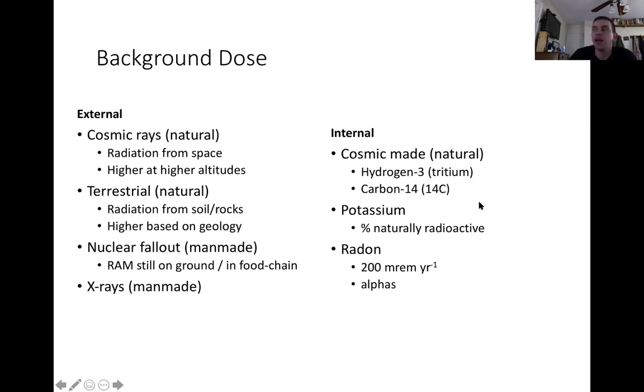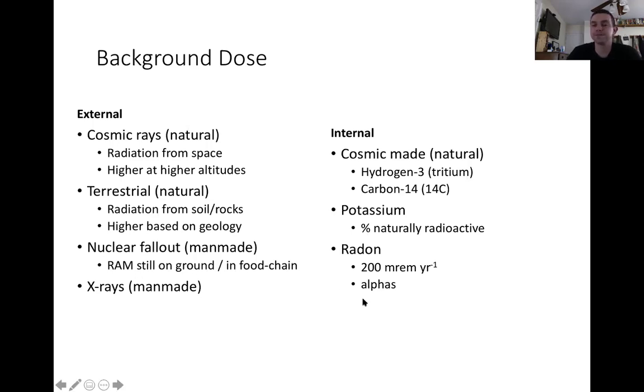Cosmic rays actually activate materials on the ground, in the air, and in human bodies. Potassium is just a primordial element that's been around since the dawn of Earth, and a percentage of potassium is naturally radioactive. So anywhere you have high potassium, you have some radioactive potassium. That's actually the highest radioisotope we have in our body, the highest activity.